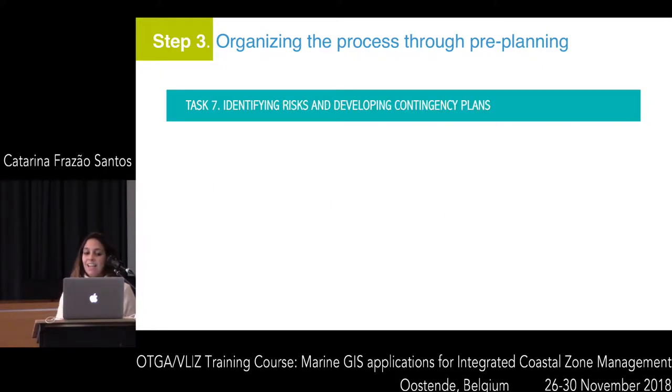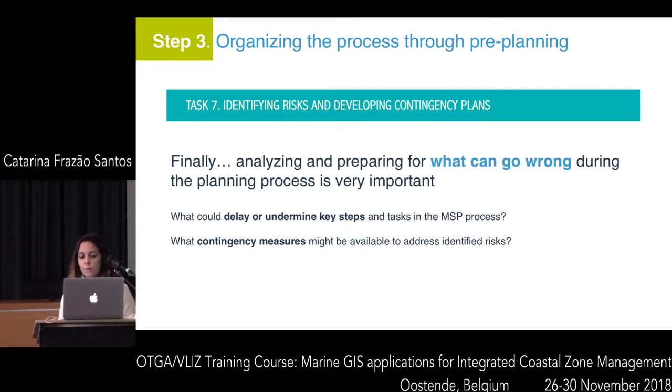And the last task of organizing the process is identifying risks and developing contingency plans. So we want to prepare for what can go wrong during this planning process. This is very important.